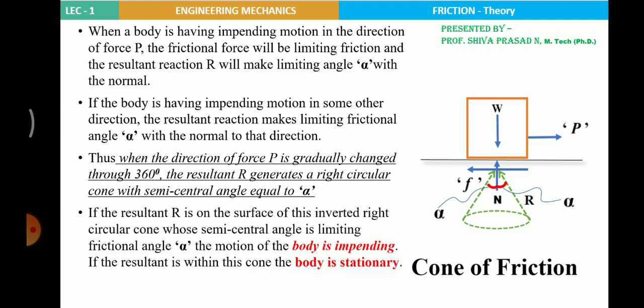If the resultant R is on the surface of this inverted right circular cone whose semi-central angle is the limiting frictional angle alpha, the motion of the body is impending. If the resultant is within this cone, the body is stationary. So please understand, there is an imaginary cone whose apex is at the tip of the normal reaction force. If R, the reaction force between F and N, is lying on the inclined surface of this cone, then the body is impending. If the reaction force R is within this cone, then the body is stationary.